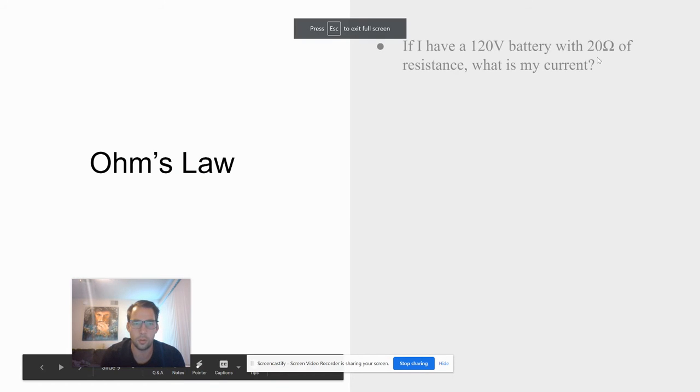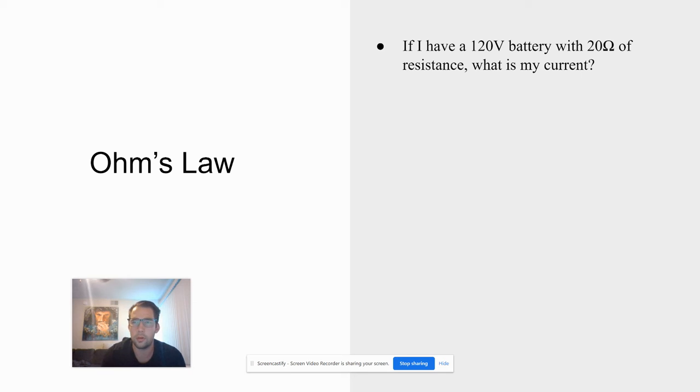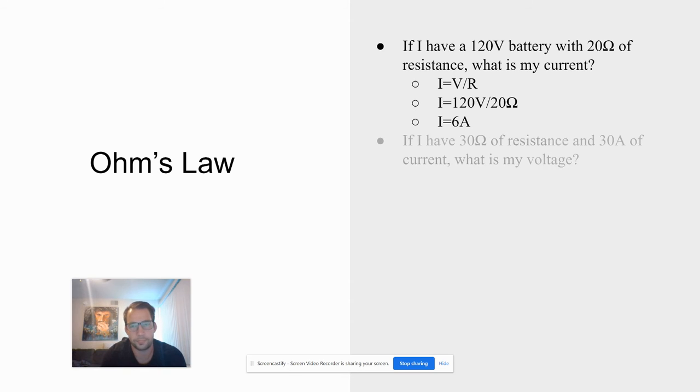Okay, so how do we use Ohm's law? If I have a 120 volt battery with 20 ohms of resistance, what is my current going to be? Well, I'm solving for current, so I'm going to use I equals V divided by R. I is going to be equal to my 120 volts divided by my 20 ohms of resistance, and I get a current of 6 amps.